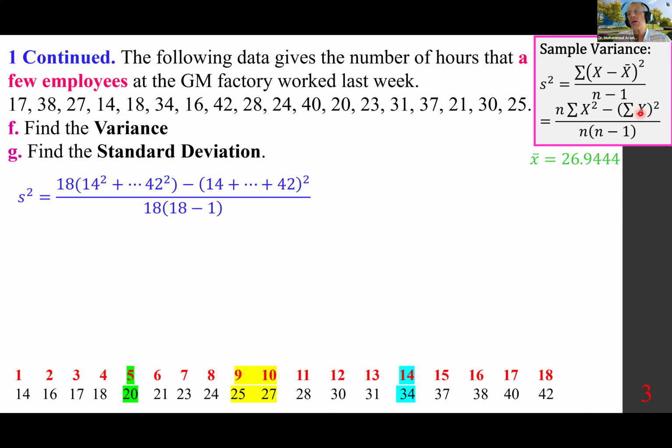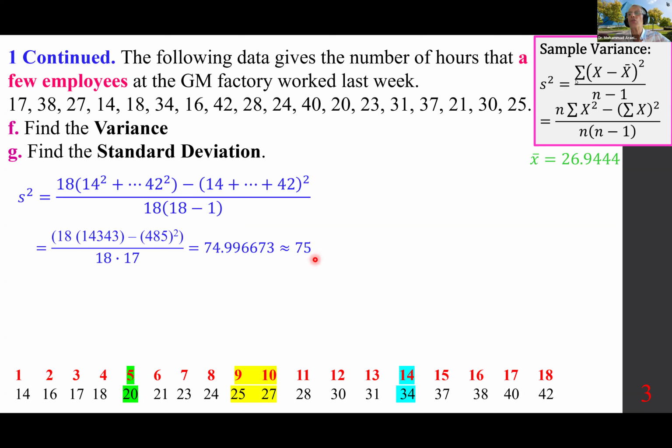Minus summation of x quantity squared, summation of x, parentheses, 14 plus 16 plus 17 all the way to 42, quantity squared, and divided by n, which is 18, n minus 1, which is 18 minus 1 or 17, and it ends up being this number. Now, this number is very close to 75. So if they said, let's say 6, 7 decimals, of course, you have to write them. But if it's less than that, it ends up being 75.000, simply 75.